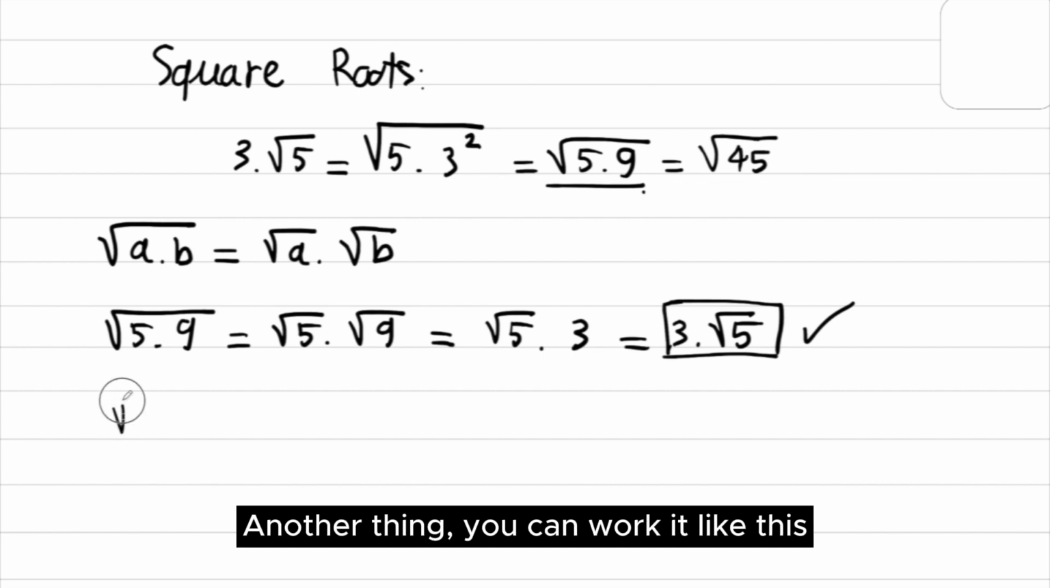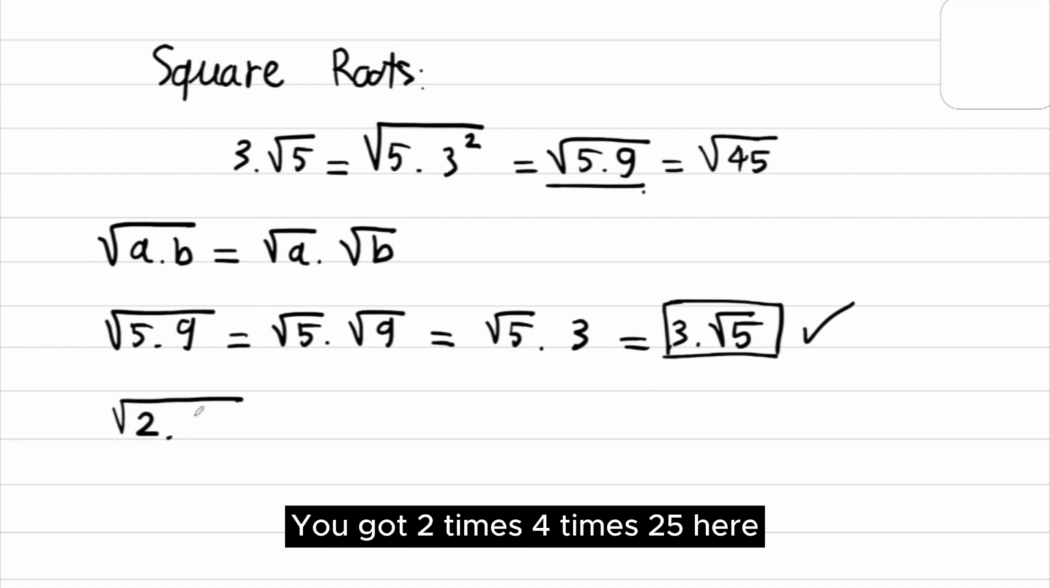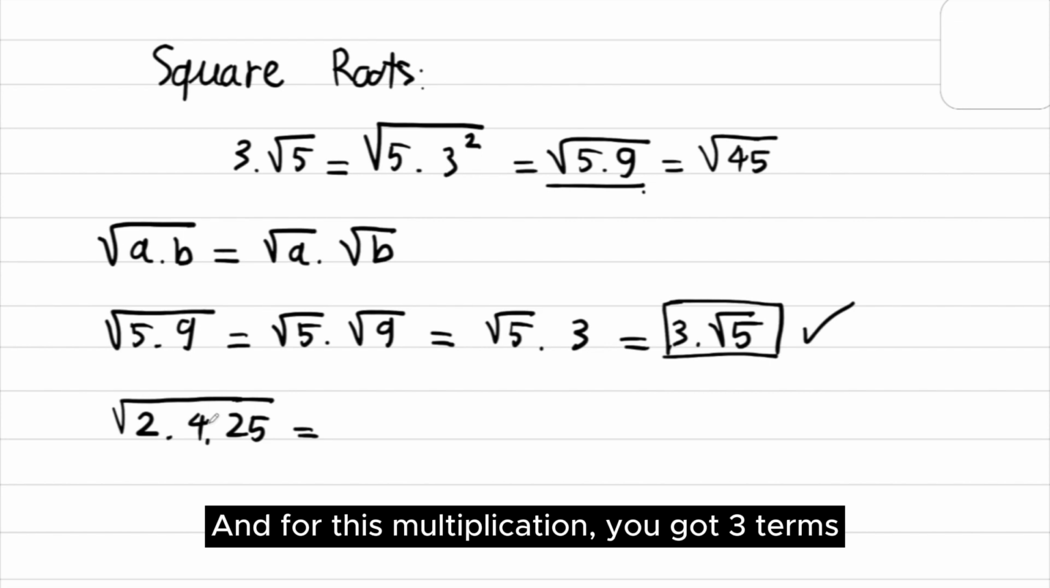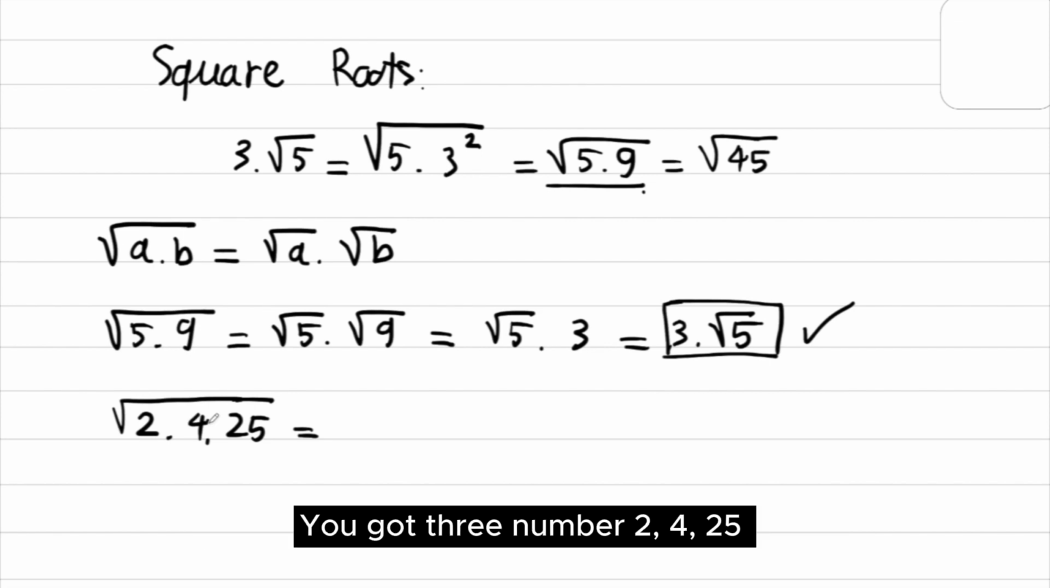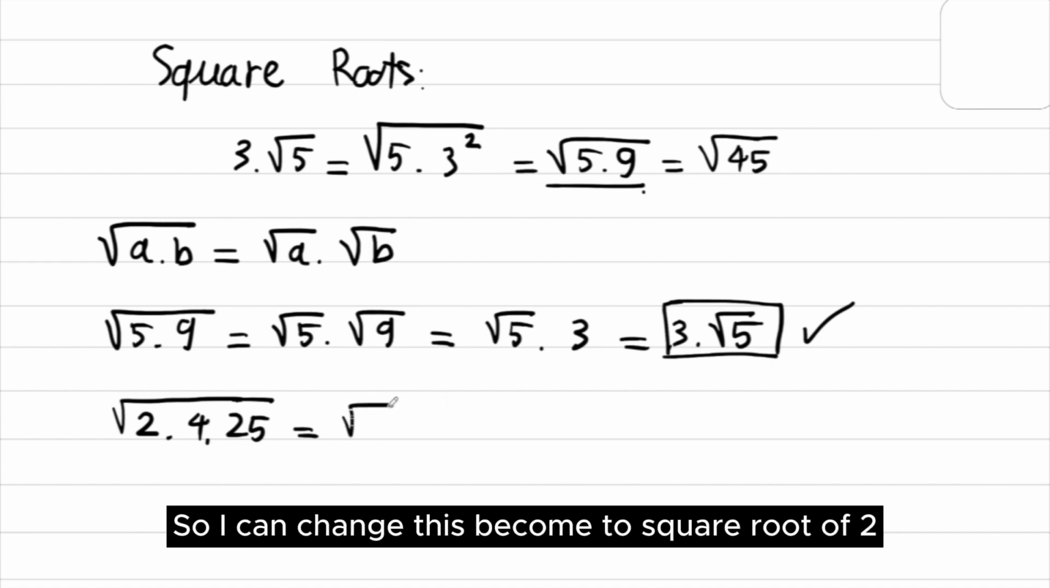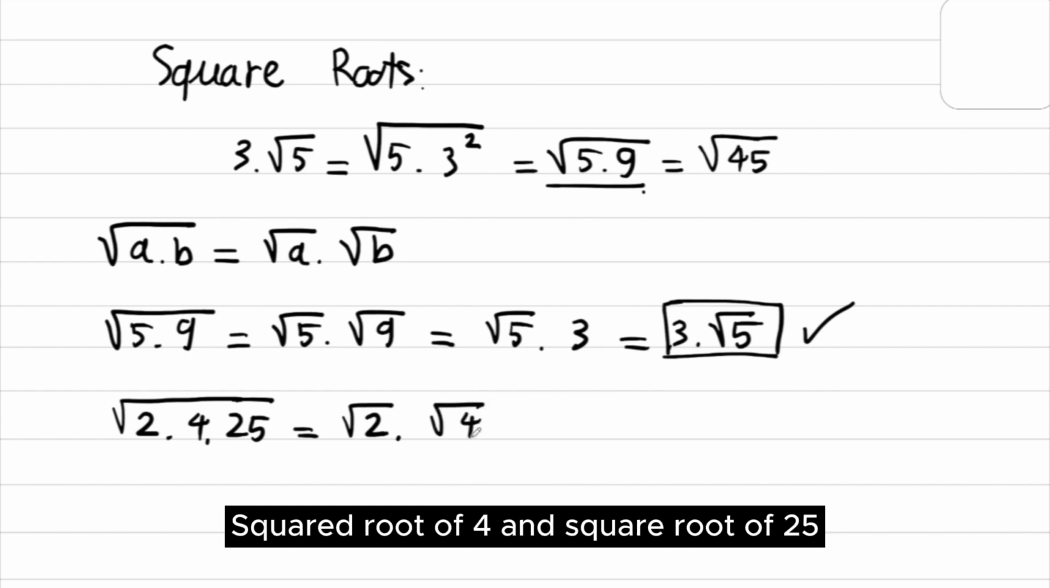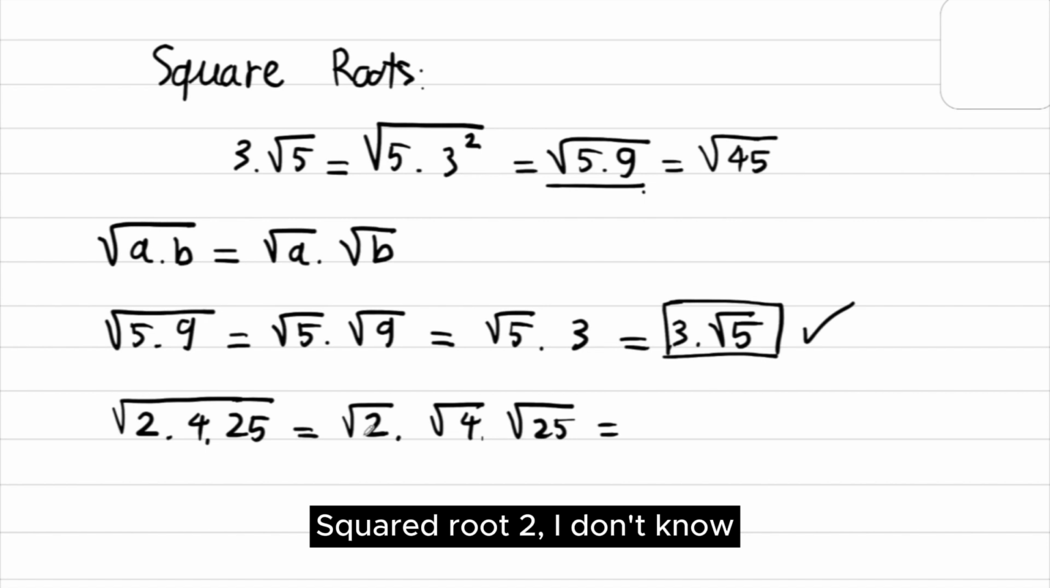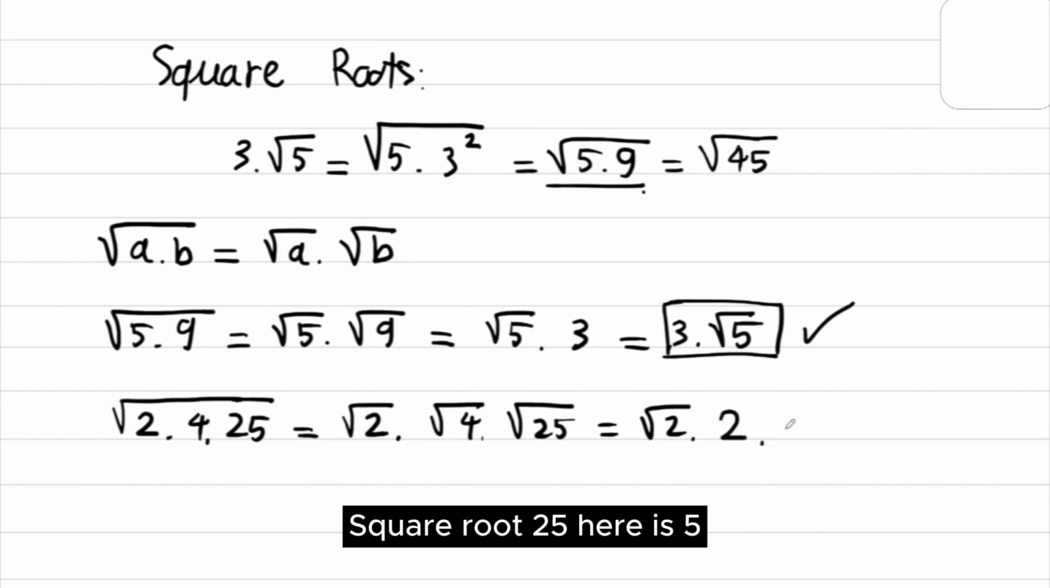Okay, another thing you can work on is like this. You have 2 times 4 times 25 here, and in this multiplication you have 3 terms, 3 numbers: 2, 4, 25, and all of them are positive numbers, so I can change this into the square root of 2, the square root of 4, and the square root of 25. The square root of 2 I don't know, that is not a square number. The square root of 4 here is 2, the square root of 25 here is 5. So 2 times 5 you get 10.